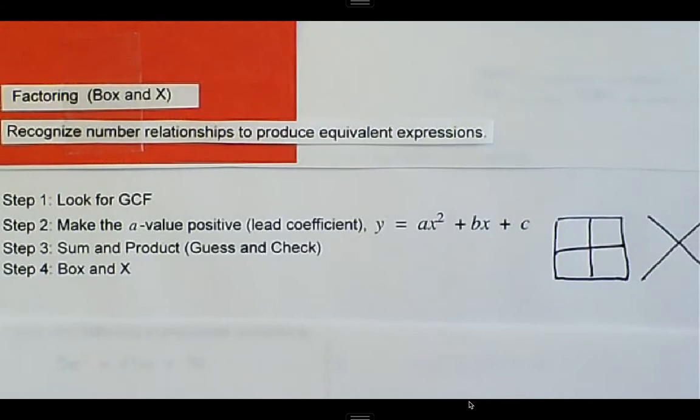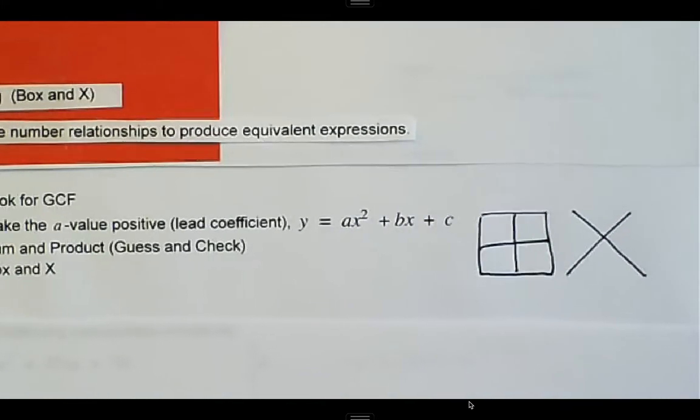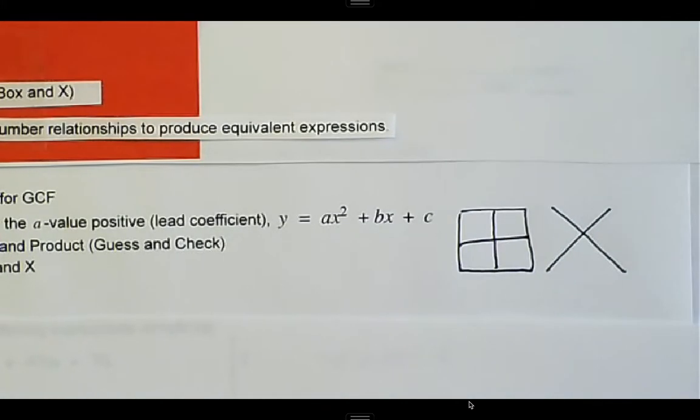So you make a box and an X, and then based off of the quadratic form, there's a few spaces that we fill out. We can see on here that there are 4 empty spaces in the box, and there are 4 empty spaces in the X. And these 3 terms over here are going to fill up 3 of those areas.